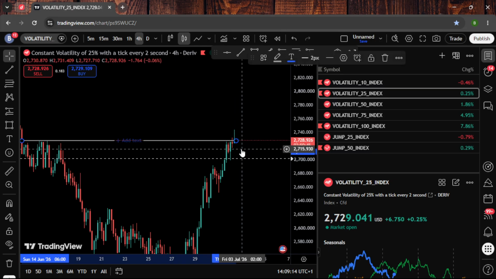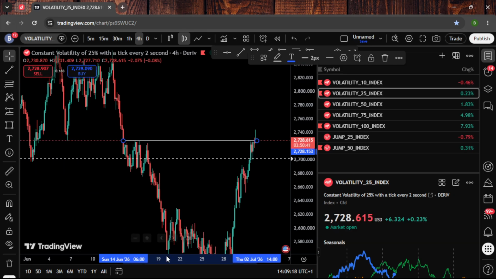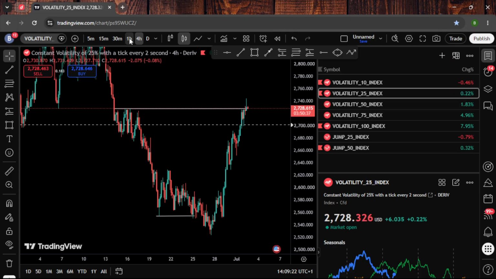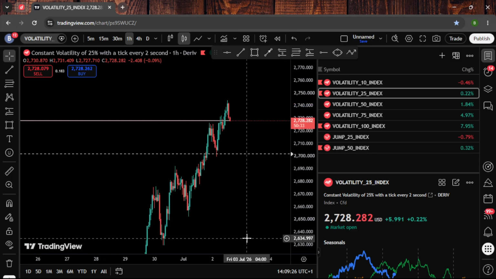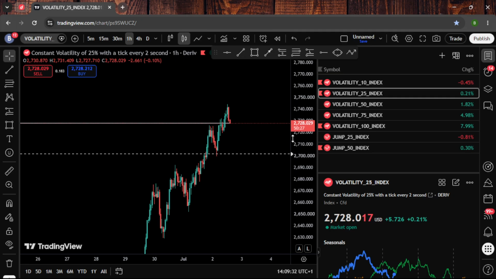As you can see, it has taken out the liquidity here. And since the market is bearish, we go to H1 for structure. Right now, H1 is still bullish. We have to wait for an alignment. As you can see, I set an alert here, so the market is about to cross, and I can plan my next move.